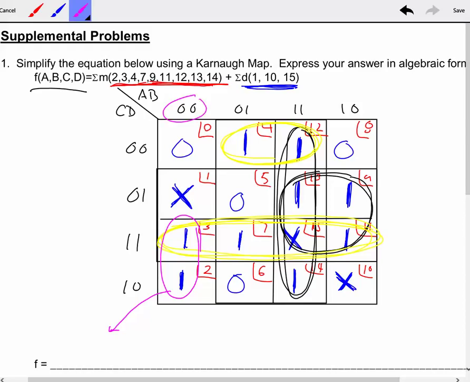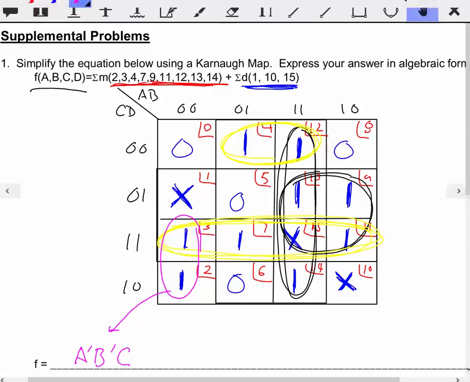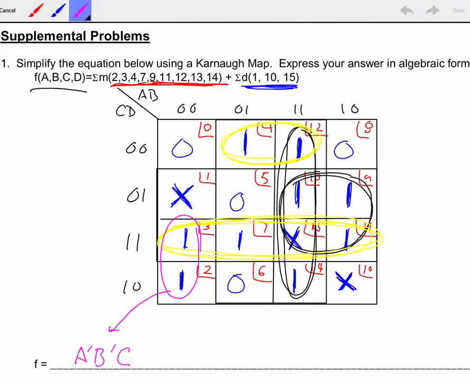Alright, so if we go for this magenta one first right there, you see that A and B stay 0 for that one. So I'm going to put A prime and B prime for that one. And D changes right there, so I can exclude that one, but C stays in the 1 state, so I'll leave it like that. Alright, let me hit save and go back and maybe try the yellow one now.